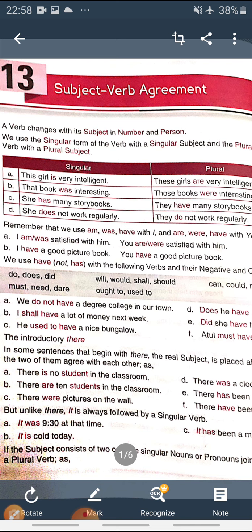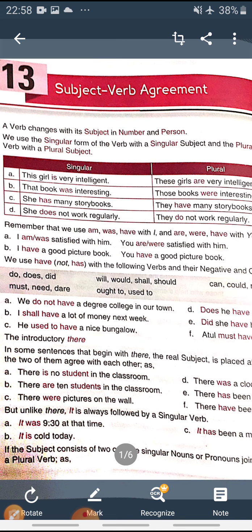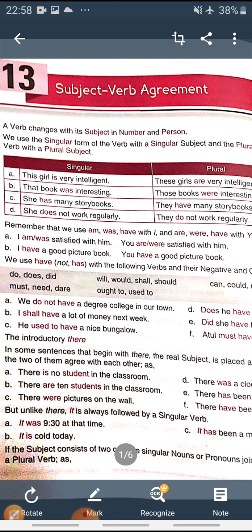This girl is very intelligent. Now here single girl is there, singular subject is there, so we use singular verb. These girls are very intelligent. Here girls is a plural subject, so we use plural verb are. That book was interesting. Those books were interesting. Like this we have to use the verb according to the subject.